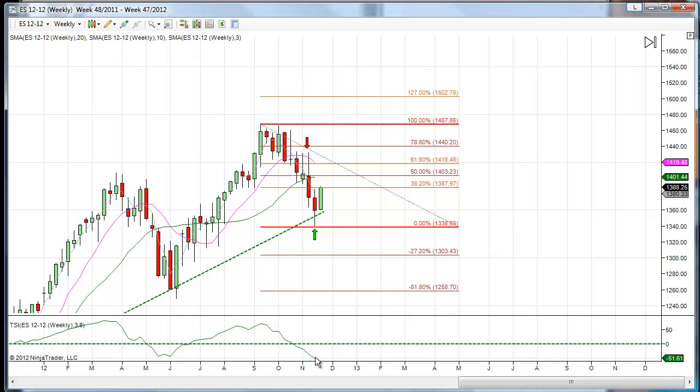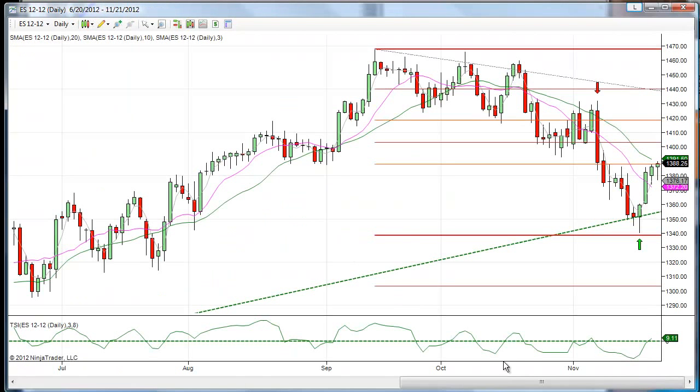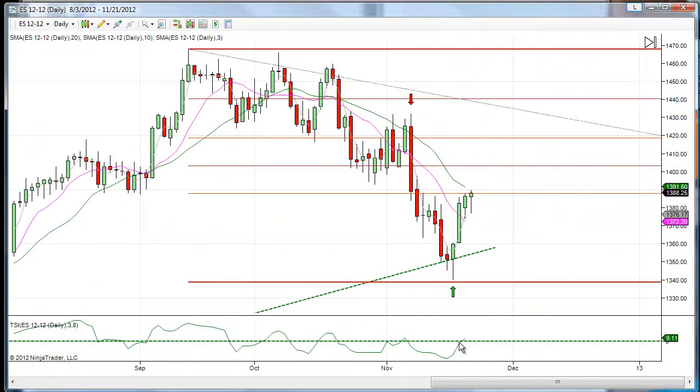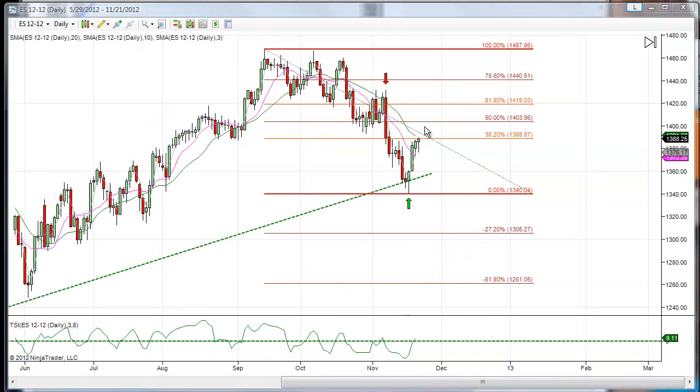Notice that the TSI, True Strength Index, has reached oversold territory and is ready to turn. If we look back at the daily, we can see that the TSI, thanks to Sailor Guy by the way for turning me on to this indicator, just passed the zero line. We're at 9, and we could see some continued move higher before we get oversold. So we could see possibly up to this 50% level before turning around. The 1400s are definitely in the cards if we don't see a failure here, which I doubt.